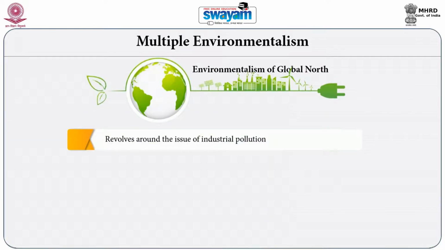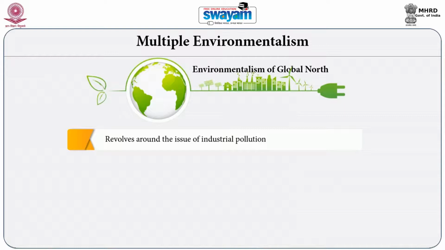Let us begin with the first part of this class, that is multiple environmentalism, where we will discuss two broad categories or types of environmentalism. Following Ramchandra Guha and Joan Martinez-Alier, we may broadly distinguish environmentalism into two categories: environmentalism in the north, or northern environmentalism, and environmentalism of the south, or southern environmentalism. The basic difference is that northern environmentalism, present in the industrialized countries of the global north, revolves around issues of industrial pollution.